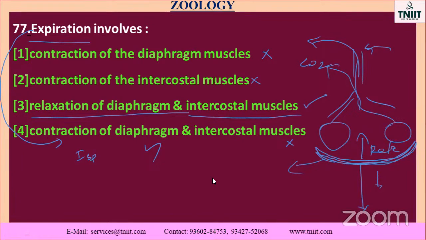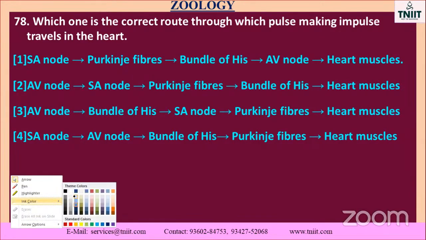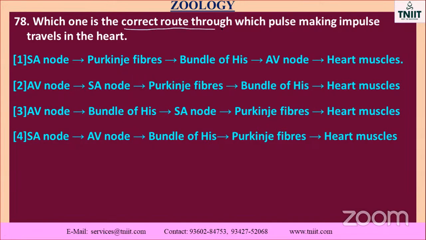See that one. Okay. And the next one: which is the correct route through which the pulse-making impulse travels? How are the impulses transferred, from where to where? In the heart. Within the heart, how is it transferred? Which one is the correct order?